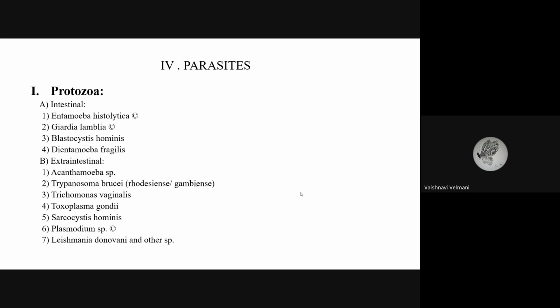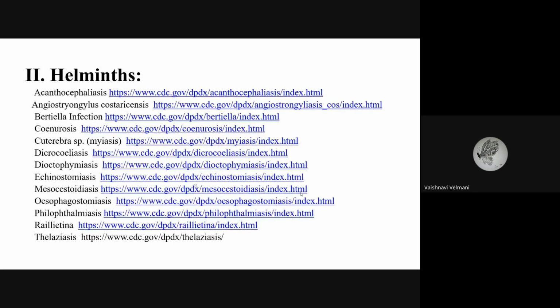Then the parasites, that includes protozoa. There are intestinal and extraintestinal protozoa, which cause amoebiasis, giardiasis, and so on. Next. These are the examples of some helminths, and more details we can see on the CDC website.